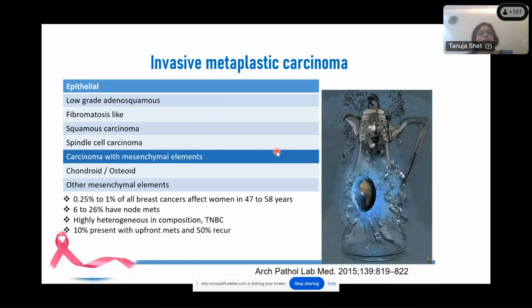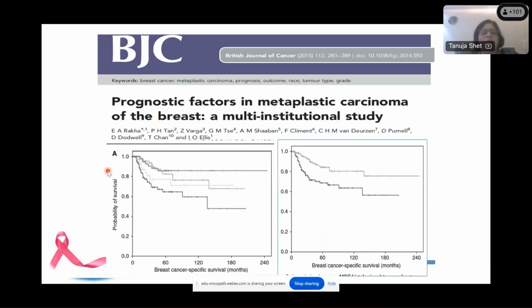So this is a Pandora's box. Unfortunately, this is one disease with so many sub-entities that it's not one disease at all. It's a different genre. So you have low-grade adenosquamous carcinomas, you have fibromatosis-like, squamous, spindle cell, osteosarcoma, chondrosarcoma, everything being added up there. And what they said is the squamous carcinoma is the worst behaving amongst all of these metaplastic carcinomas.